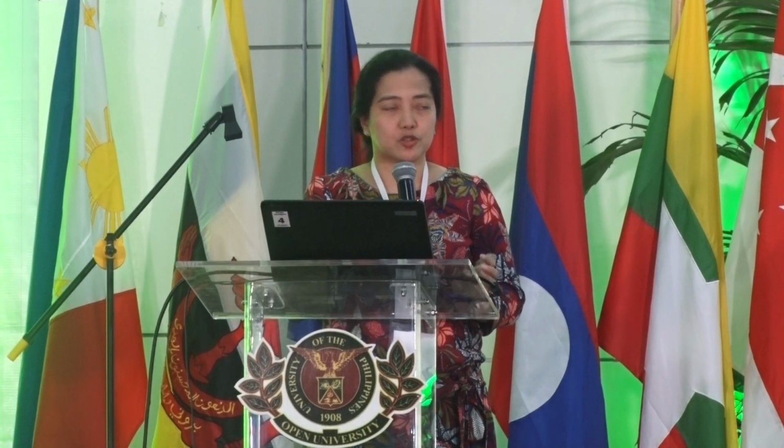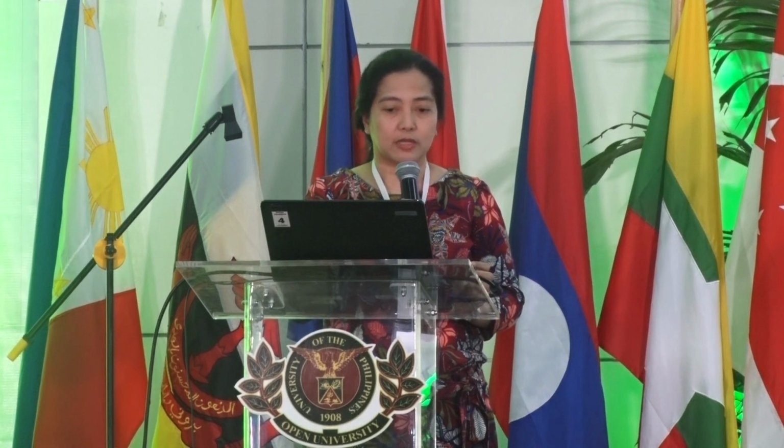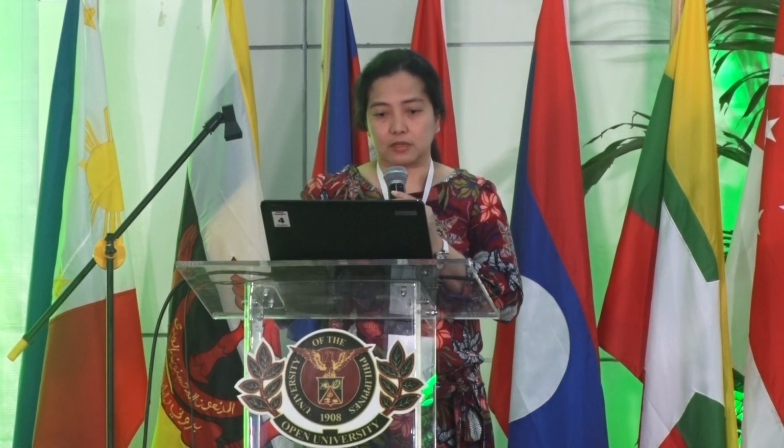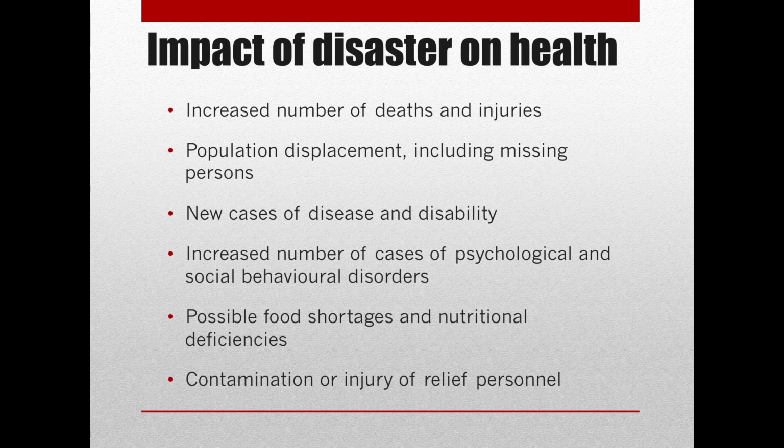So there should be a strong surveillance for each country to be able to catch and prevent complications from these diseases and disabilities. There's also an increased number of cases of psychological and social behavioral disorders. As part of the coping mechanism of these survivors, they could turn to risk-taking behaviors. They could turn to alcohol, they could turn to substance abuse that would lead to more problems.